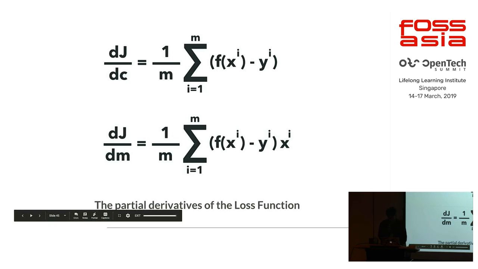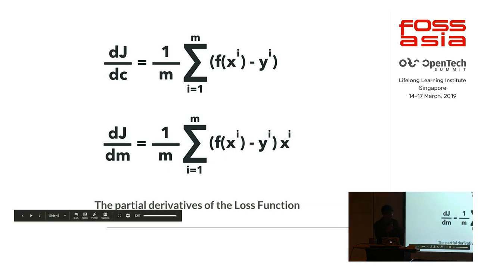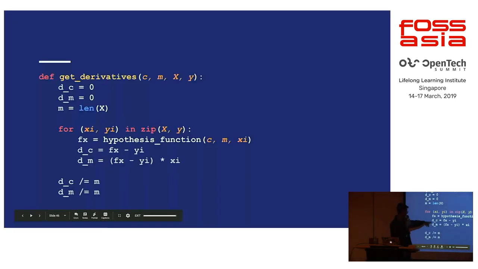Again, if we were to convert this into simple Python, we define a function called getDerivatives, where we set the values of the derivatives with respect to the y-intercept c and gradient m. And we'd get the hypothesis function, and as shown by the formula here, these two variables update the values of dc and dm, which is basically the derivatives with respect to c and m. And we average them and we return them.